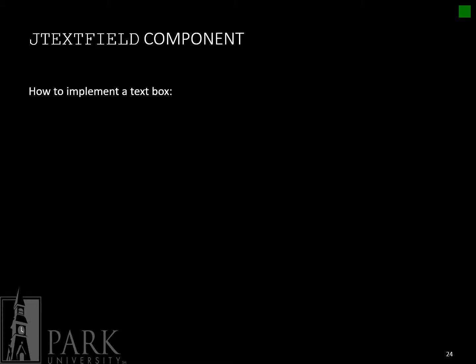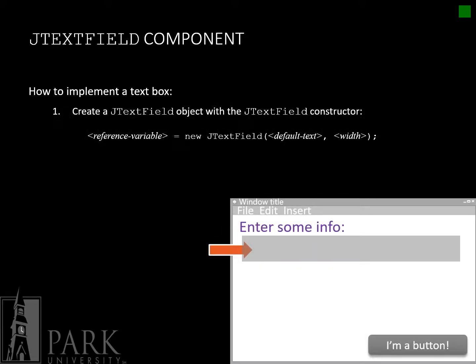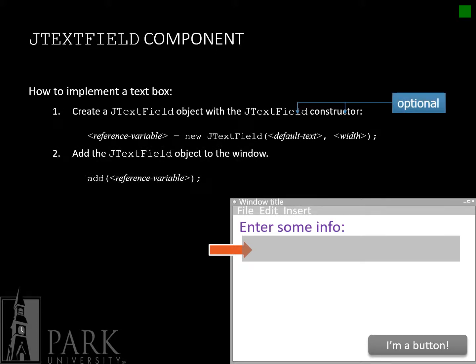A JTextField component allows a user to type information into a text box. Creating a text box is very similar to a label. First, we create the object, like such. Then we add it to the window. And of course, we have to import it using the javax.swing package. So as you can see, there's really not that much difference between the label and the text field, except the text field has default text that you can specify, and you can also specify the width of the text field.